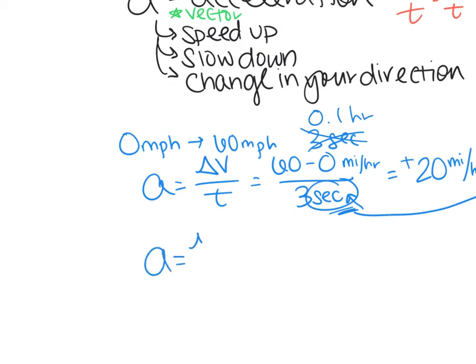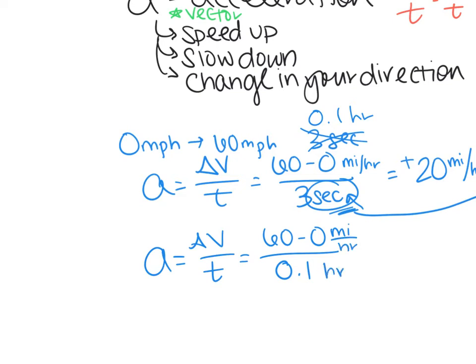So now my acceleration is my change in velocity over time, 60 minus 0 divided by 0.1. So I have miles per hour and then divided by hours. So 60 divided by 0.1 would be 600 miles per hour squared. So a lot of people are like, wait, why is the hour squared?